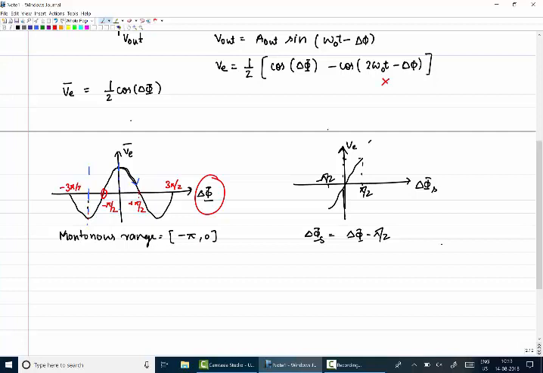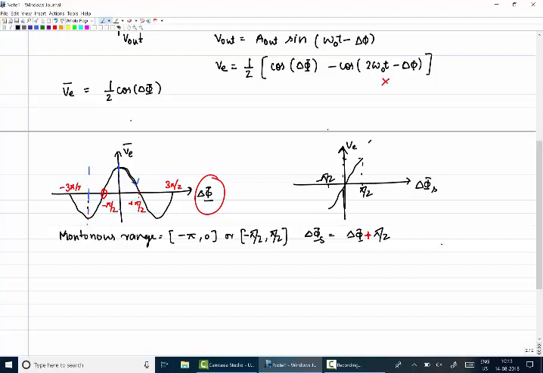Where plus pi by 2? Let's say this is delta phi s plus pi by 2. Fine. So the monotonous range is minus pi to 0, or you can also say minus pi by 2 to pi by 2.